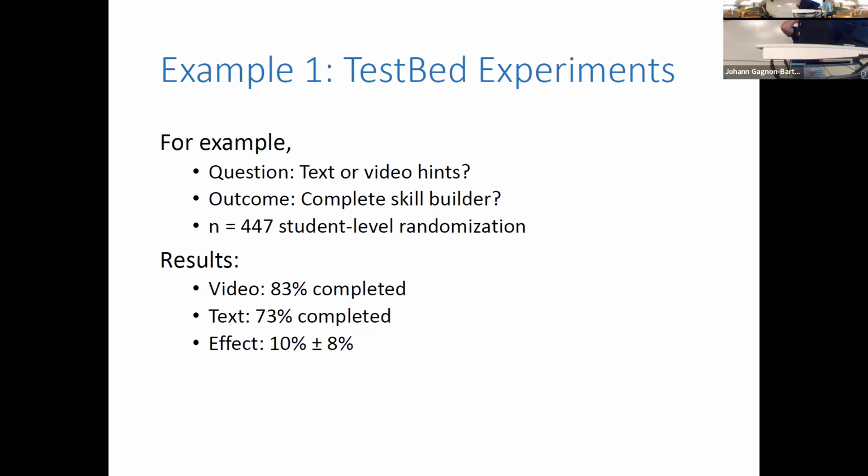So for this particular experiment, the results are that in the video condition, 83% of the students completed it. In the text condition, 73% completed it. And then if you look at your effect estimate, so 10%, but the confidence interval here is pretty wide, plus or minus 8%. So can I back up for a second?